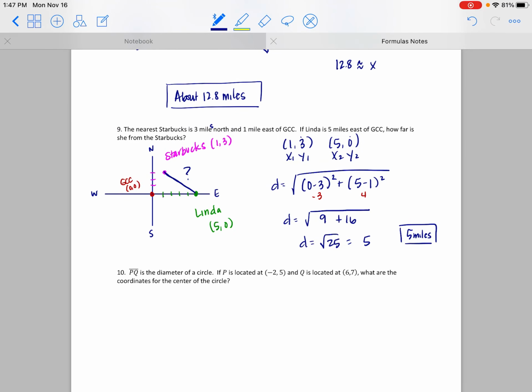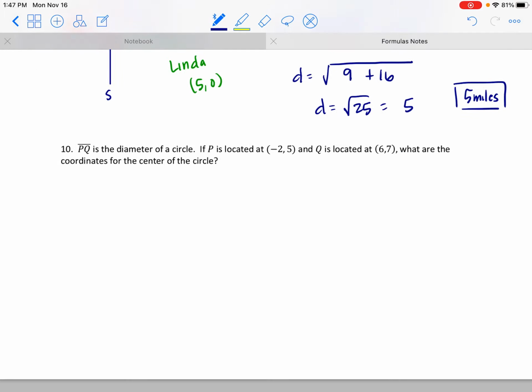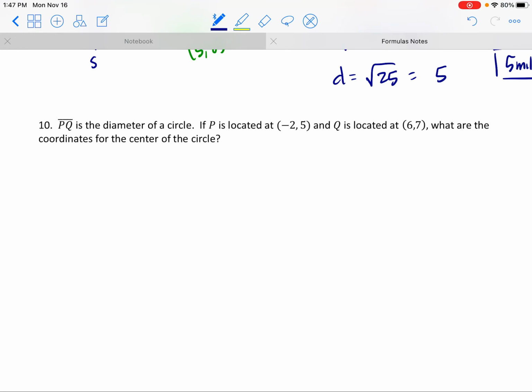Okay, not terrible. Hopefully it makes sense, the picture I put out there for you. All right, last one. It says PQ is the diameter of a circle. If P is located at negative 2, 5, and Q is located at 6, 7, what are the coordinates for the center of the circle? So let's draw this out.